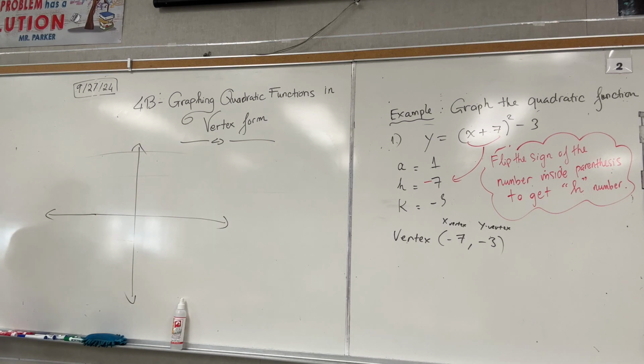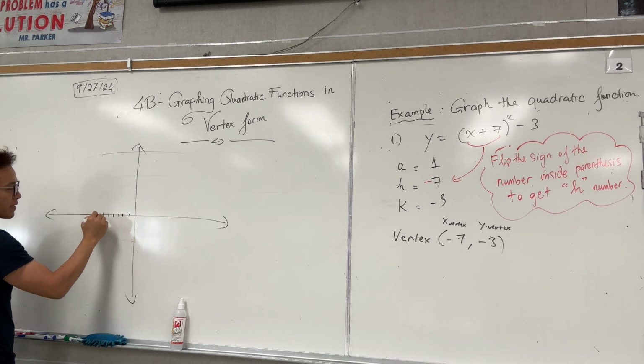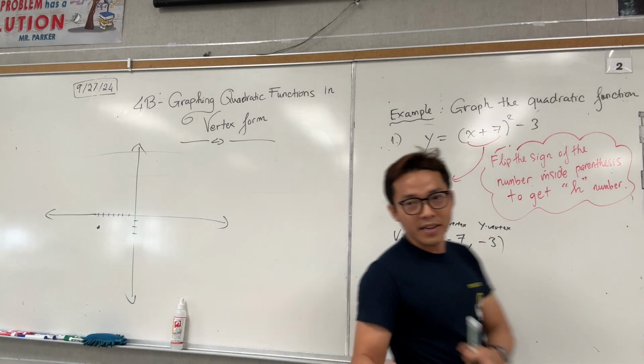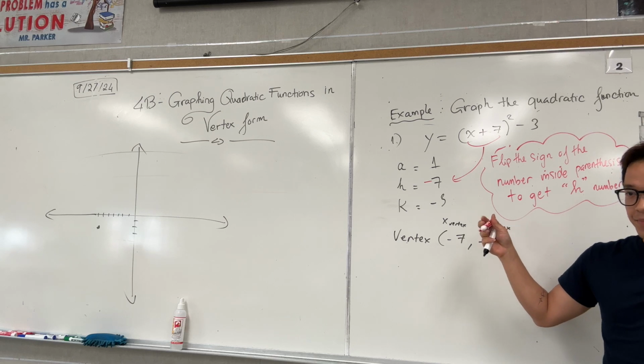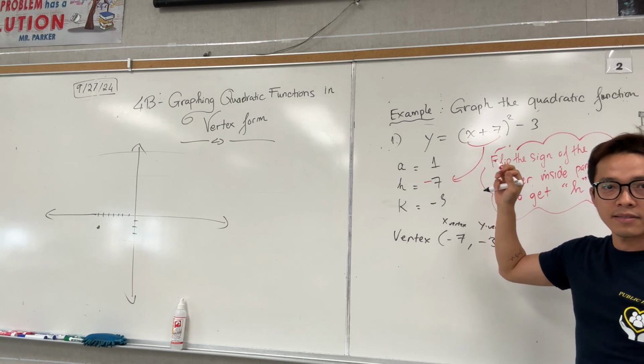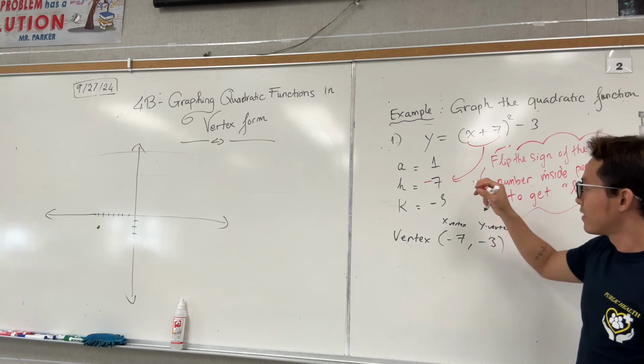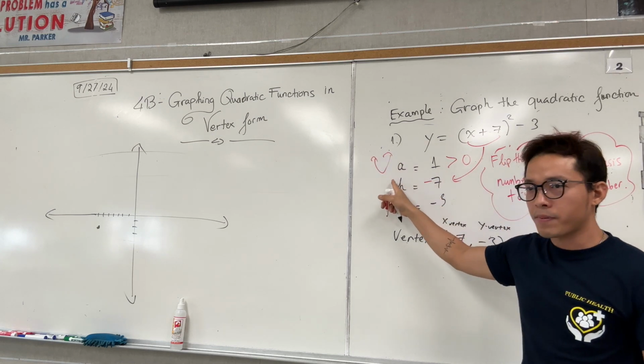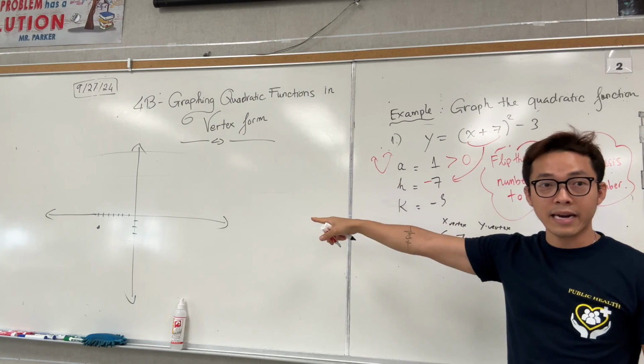Vertex, -7, -3, just do it. 1, 2, 3, 4, 5, 6, 7. Oh, we forgot to identify upward or downward, right? Is it upward or downward? It's positive, so it is upward. Do you remember the purpose for this? To check your work later, okay?